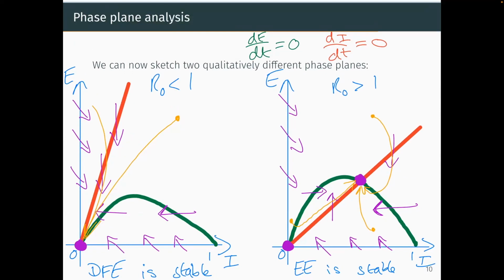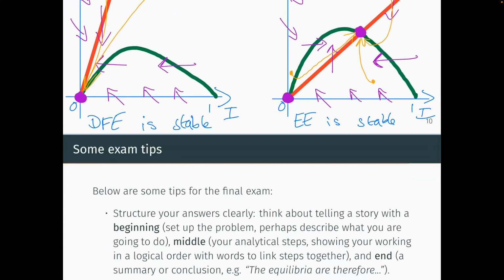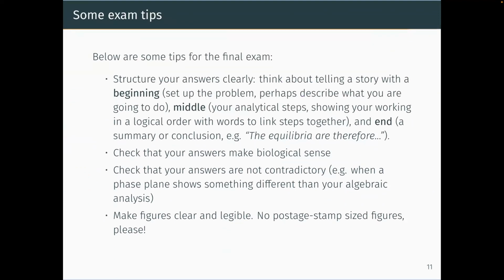Only went through phase planes again just because someone asked me to. Very, very quickly, because I know that it's the end of the lecture. Just a few tips for the exam. Structure your answers clearly. I always say think about telling a story with a beginning, a middle, and an end. So the beginning, you're setting up your problem, like say what you're going to do, or just define your model or whatever the question's asking. Make sure it's clear what you're going to do. When I say that, it might only be a sentence, it might just be a couple of words, it might just be the equations, but make sure it's clear what you're starting with.